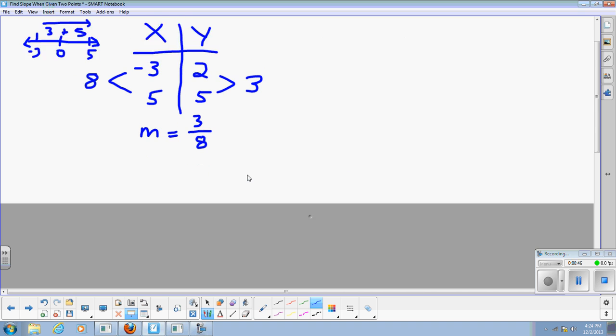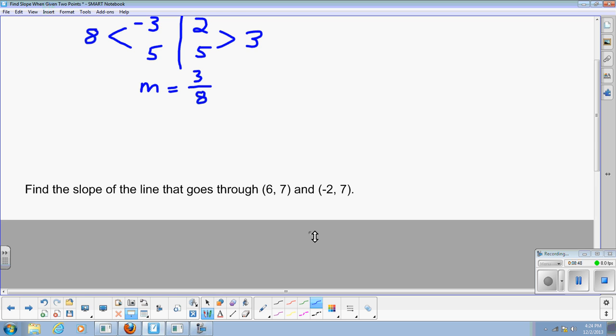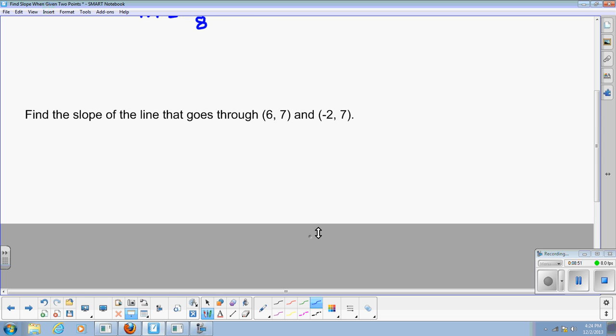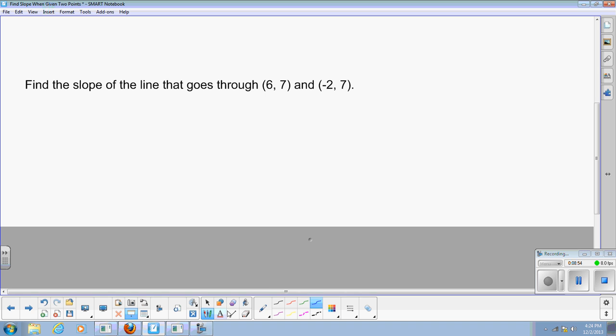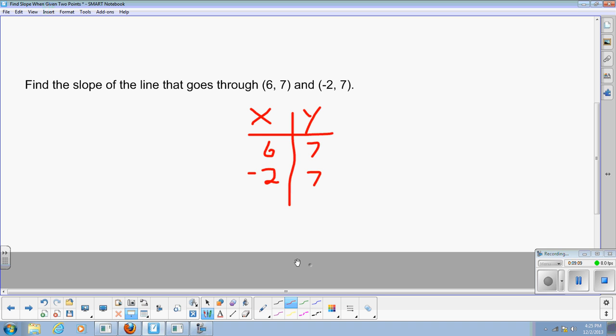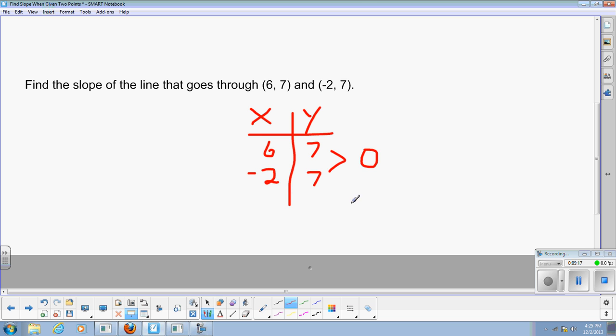Let's look at another one. Let's pull the shade down here. Oops, no graph here again. So we'll just build a t-table again. Let's build a new t-table. X, Y. Put my coordinates in. 6, 7, -2, 7. All right. Hey, Y is pretty easy. 7 to 7. How much change is that? None. There is no change here. 0. Well, how about from +6 to -2?